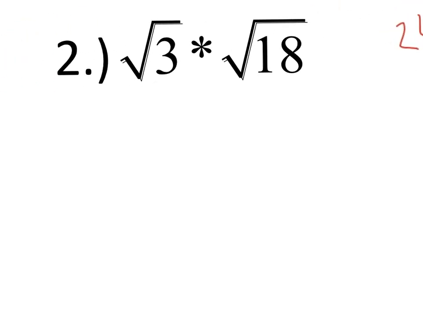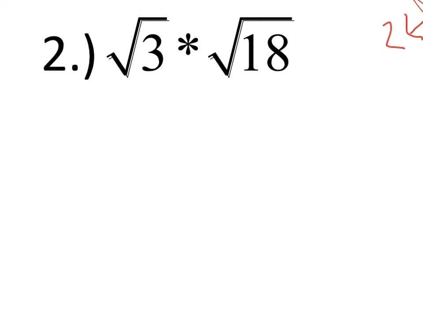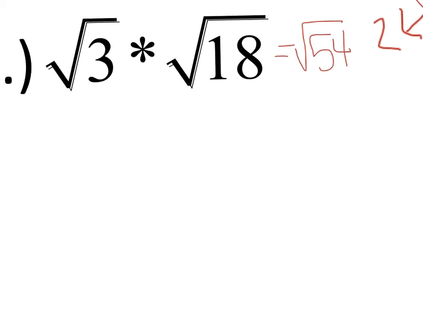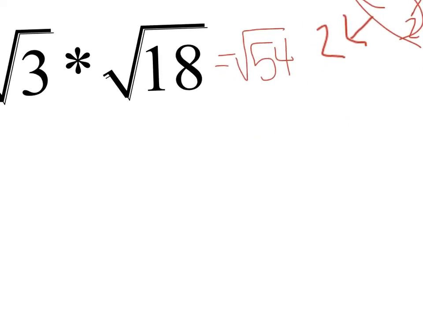Okay, so for this one, 3 and 18. So I'm going to do it the other way just for variety. So 3 times 18, oopsies, is the square root of 54. And then I'm going to break down 54.